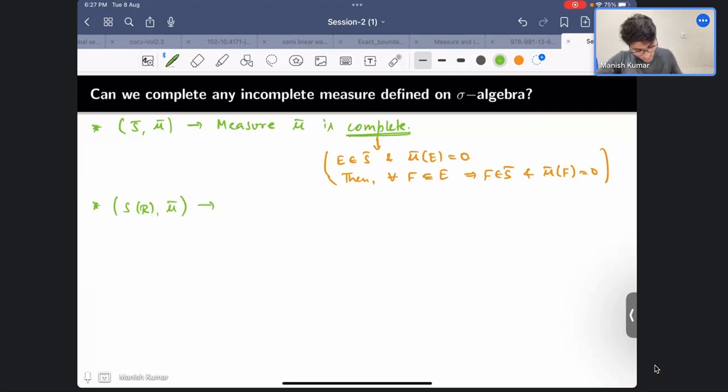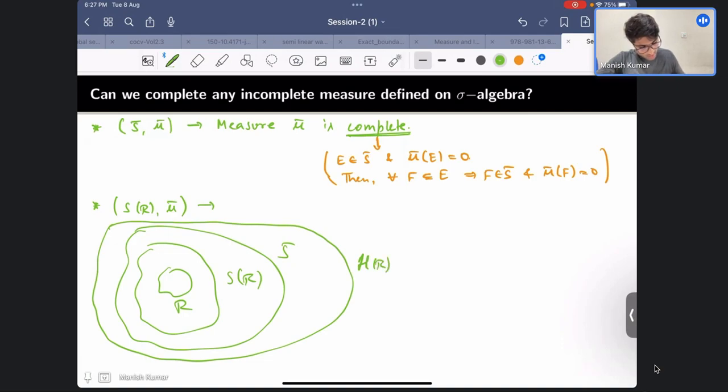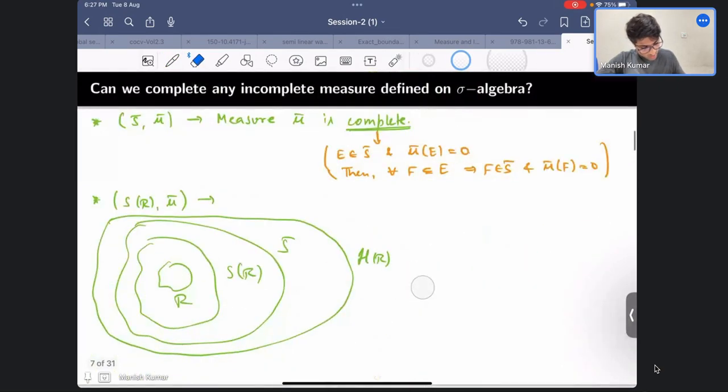So I hope you remember this diagram. I'll just sketch it again. This was R, this was S of R, and then this was S bar, and this was H of R, right? I am talking about this one. So I said that R is contained in S bar. That is how extension works, which I explained in the very first slide. And from here you can conclude that S of R is contained in S bar.